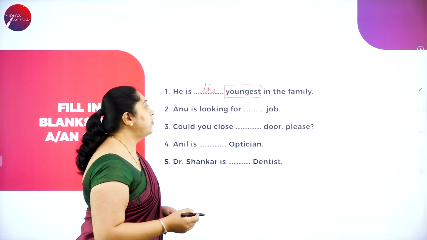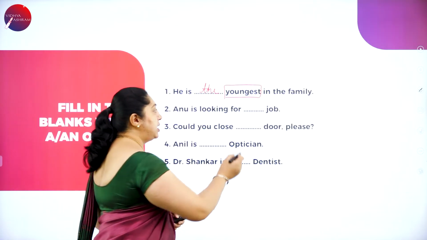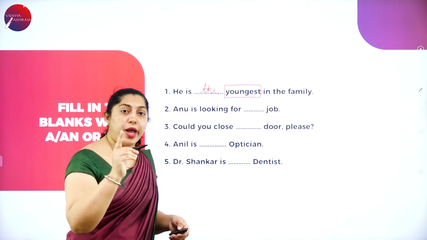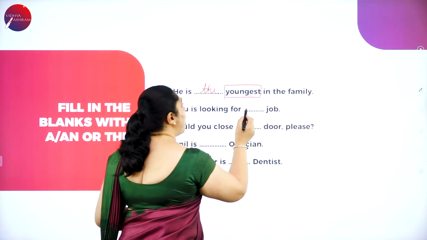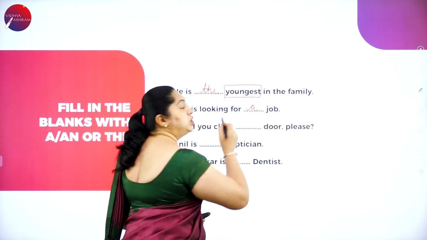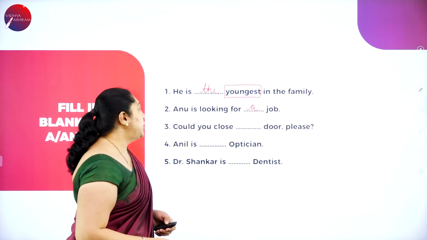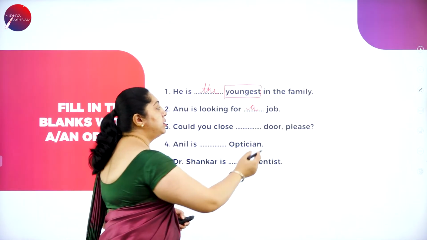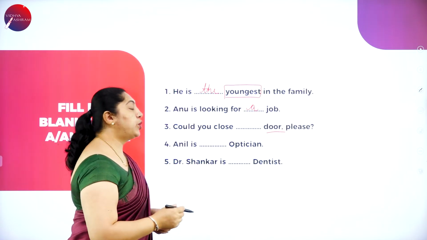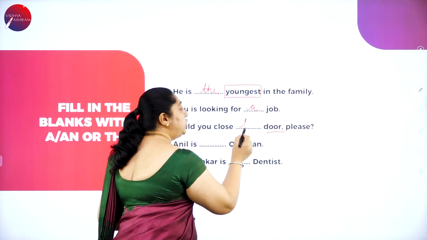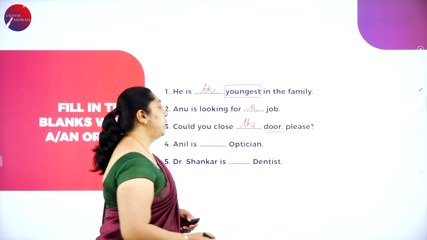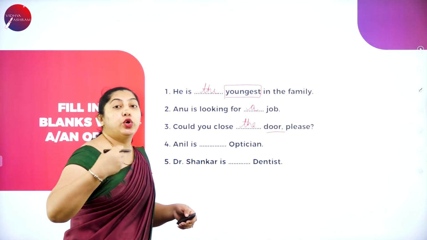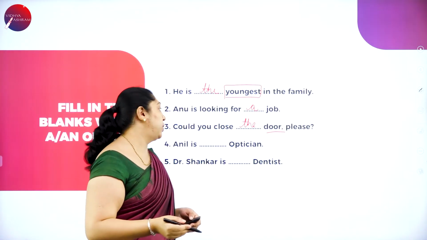Anu is looking for dash job. So there is a blank here. She is not looking for many jobs. She is looking for only one job, a singular thing. So Anu is looking for a job. Could you close dash door, please? Here the door is open. So could you close the door? It's specified there. What is the thing there? The door is open. So could you please close the door?